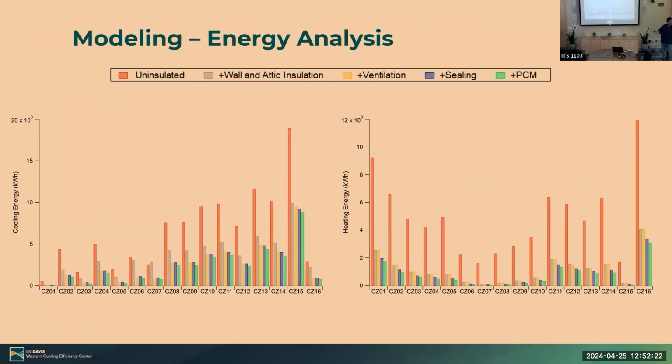Obviously, the biggest step is just insulating the home. You see your massive peaks here drop substantially. After that, the next step is ventilation and sealing. Both decrease energy use, and then PCM marginally decreasing energy use for both heating and cooling cases. And this is across all CZs. It varies depending on cooling and heating dominant climates, but overall PCM does enhance the retrofit, but fairly marginal, especially compared to the other retrofit steps.